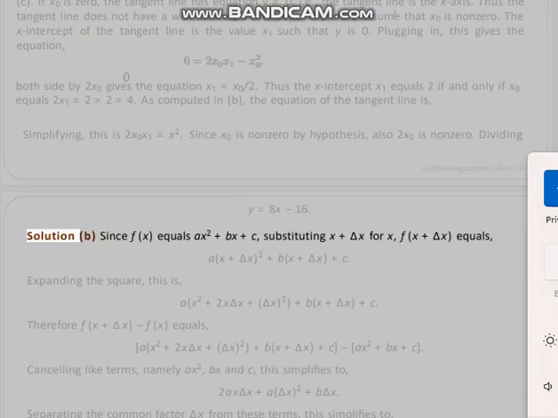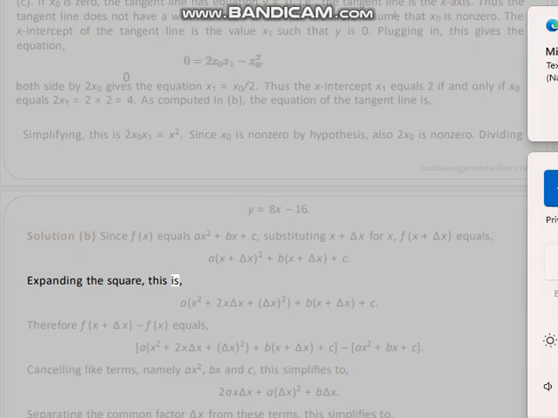Solution B. Since f(x) equals x² plus bx plus c, substituting x plus delta x for x, f(x plus delta x) equals a(x plus delta x)² plus b(x plus delta x) plus c. Expanding the square, this is a(x² plus 2x delta x plus delta x²) plus b(x plus delta x) plus c.